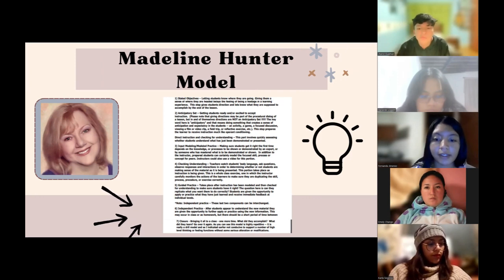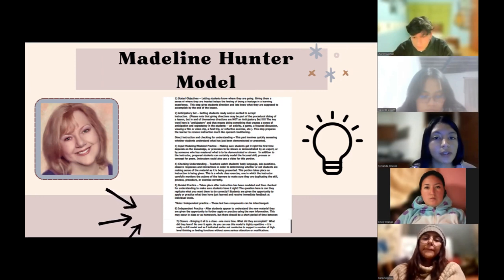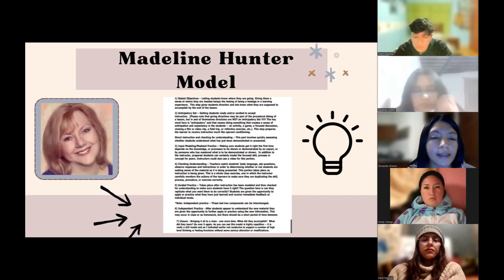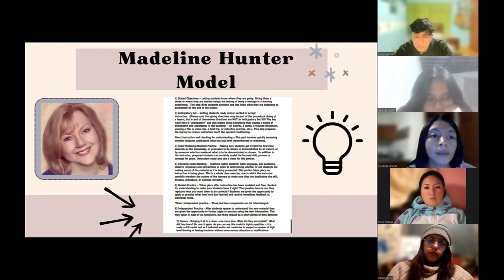Then we have the next stage. In this part, the teacher watches students' body language, asks questions, and observes responses and interaction in order to determine whether or not the students are making sense of the material. This portion takes place as instruction is being given. Also, this is a whole class exercise, one in which the instructor carefully monitors the actions of the learners to make sure they are duplicating the skill, process, procedure, or exercise correctly. This step is checking understanding.